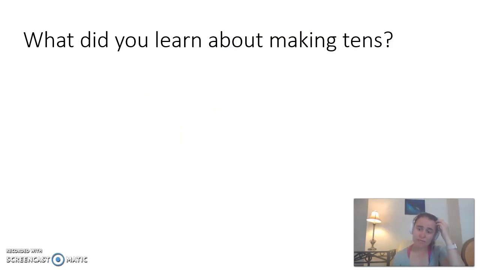And hopefully kids get that key point that when we make a 10, it is easy to add numbers to 10. So we can search for 2 numbers that we can add to make a 10 first, and then add other numbers to our 10. All right, so that's it.